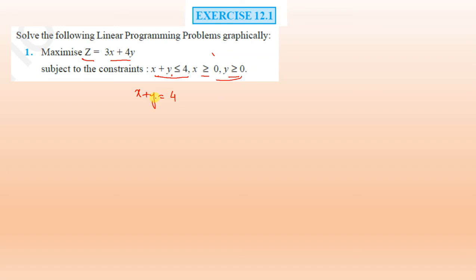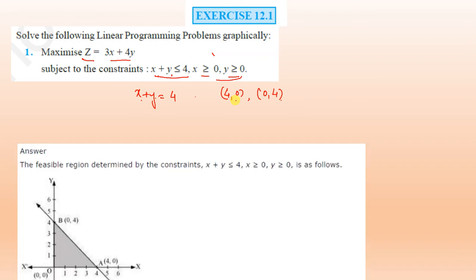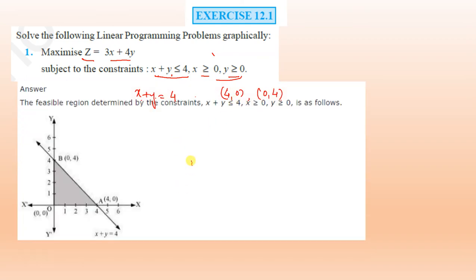Now when y is 0, x becomes 4. So 4 comma 0 will be one point on the line, and when x is 0, y is 4, so 0 comma 4 is another point on the line. So the graph of this will be like this: 0 comma 4, 1 point, 4 comma 0 another point, join it with the complete line because we have slack inequality. And since 0 0 when you put here, 0 less than equal to 4, it will be true.